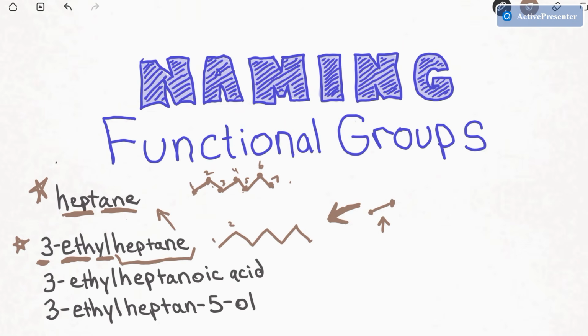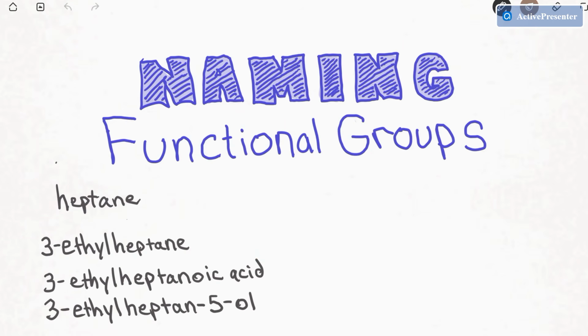So 1, 2, 3. We're going to bond to that third carbon with the first carbon in the alkyl group. There's the first carbon, and then here's the second carbon of the alkyl group off of this heptane. So 3-ethyl heptane means that's what that is. Or you could draw it this way too. It doesn't matter.